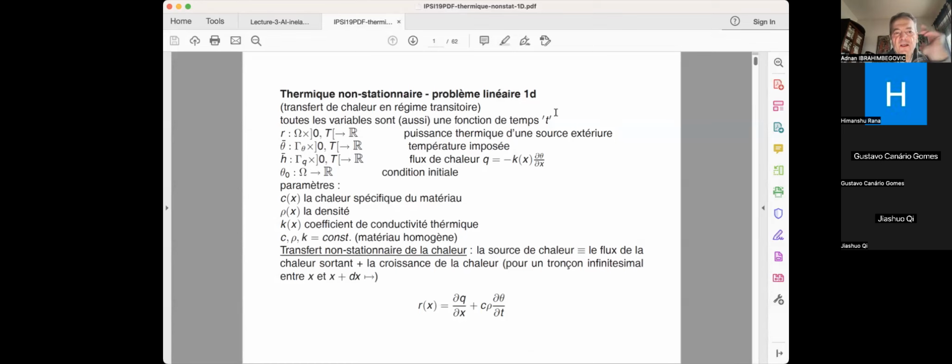So here's the equation. I just changed it slightly. It was an earlier version of my transparencies written in French. So: thermique non-stationnaire, problème linéaire. These are linear problems in non-stationary heat transfer. So you have recognized all the notation. R is a heat source, theta bar is imposed temperature, h bar is imposed flux on the other side of the boundary. Then theta 0 is the initial condition of the temperature. Then you have a specific heat, and then you have a density.